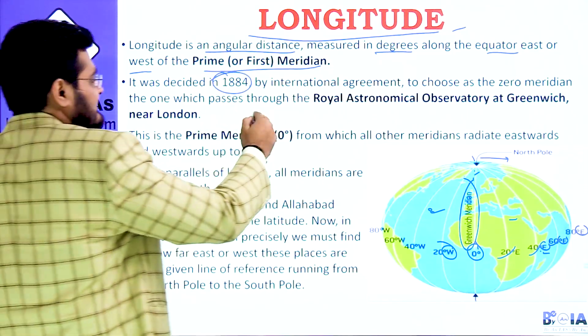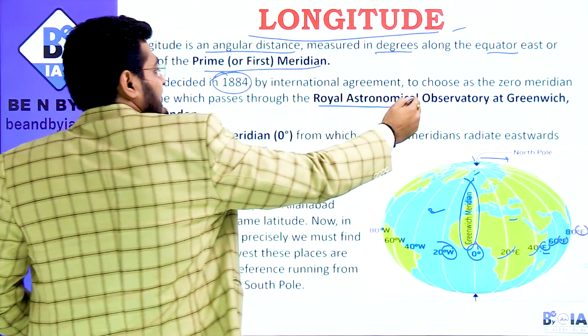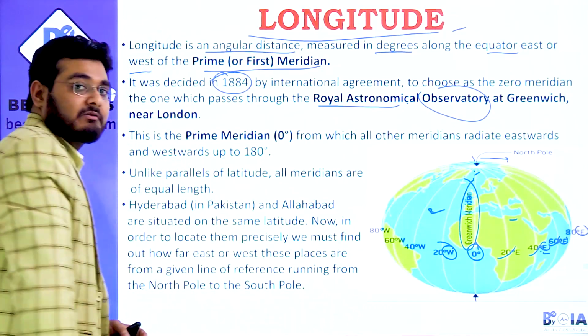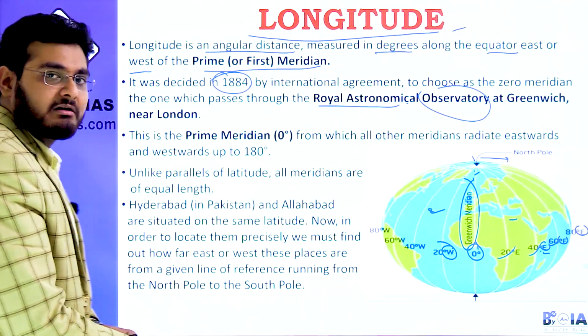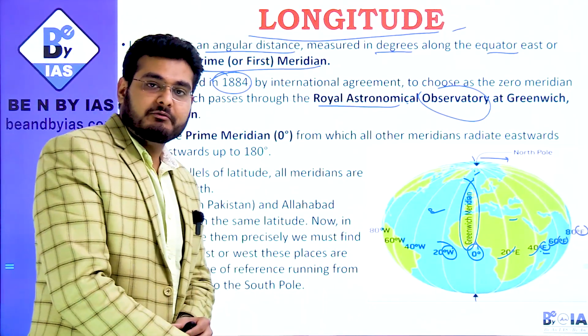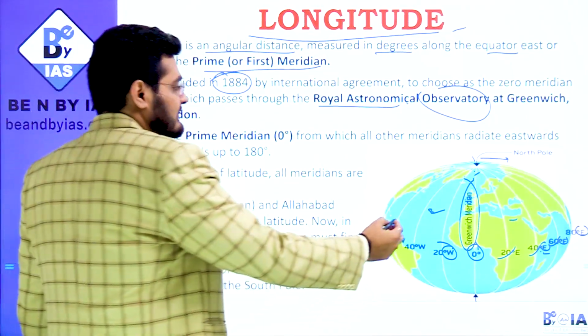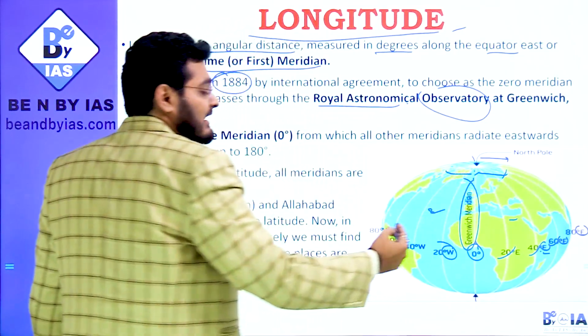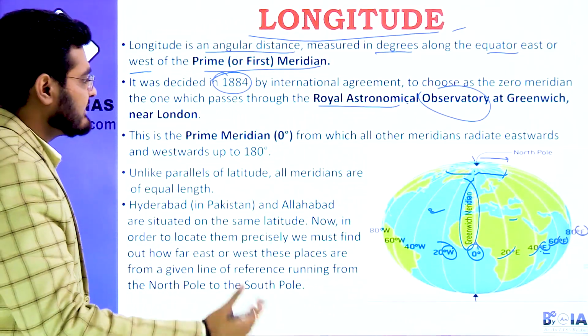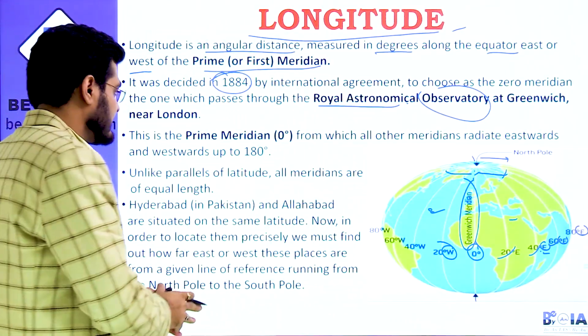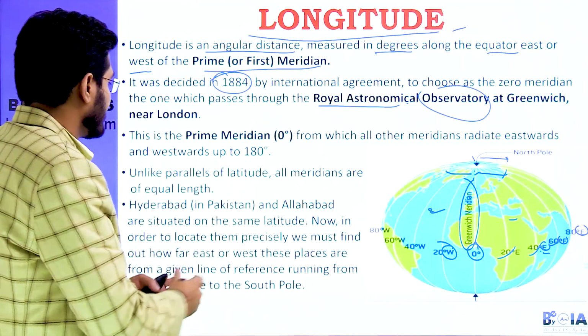Why was it? Because I have told you it passes through an observatory where the maximum number of scientists were working on these things, and at that time London was dominating the whole world, so it took that decision, because of which the time has also been decided. I'll explain how the time and date change. We will discuss all these things in our next lecture.